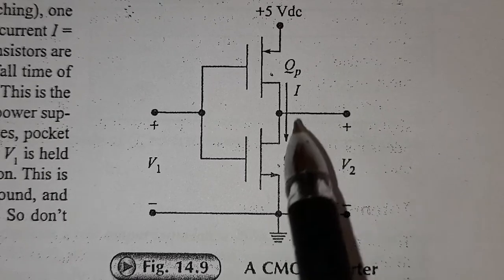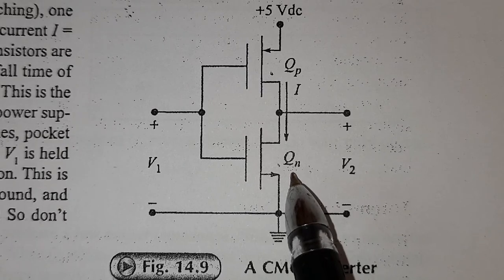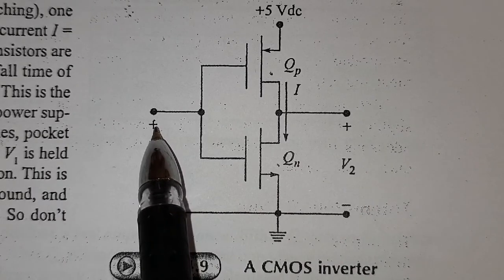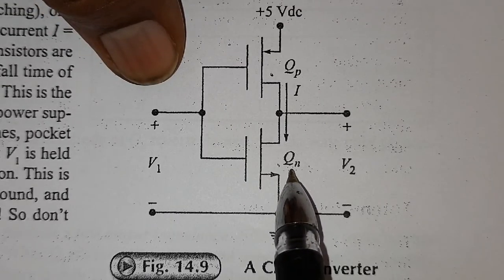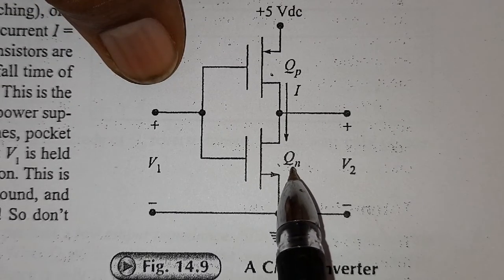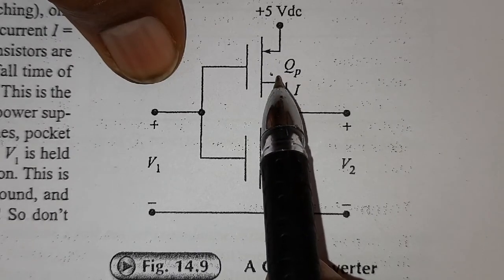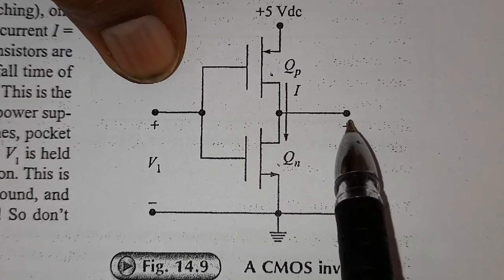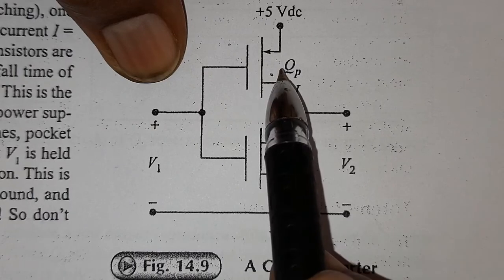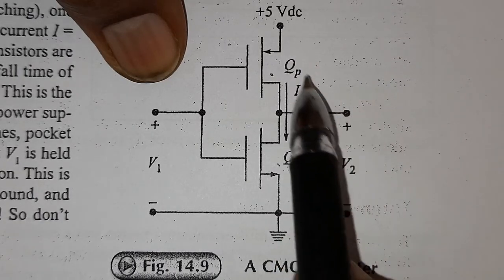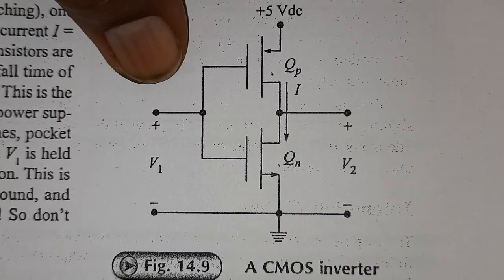It is very simple. This is QP, that is PMOS. This is QN, that is NMOS. If input is high, for example, then you will observe that the lower MOS, that is N-channel MOS, is on. The upper P-channel MOS is off, and therefore output is low. Whereas if input is low, then the P-channel MOS will be on and the output will be high. It is a very simple working of the CMOS inverter.